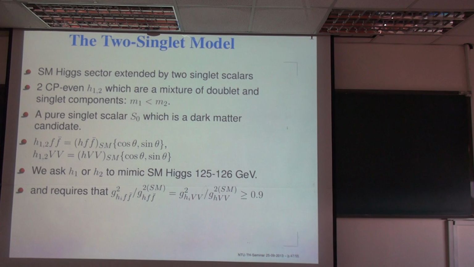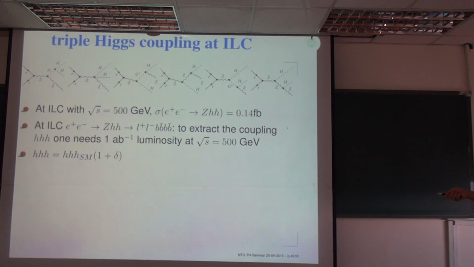Do you have a comment on WW fusion? No. Okay, I heard that to measure the cubic coupling, it is better to use WW fusion. At the LHC? At the ILC. At the ILC, yeah. At the LHC, I agree, but the cross section is quite small. Yeah, you can get WW and you get the Higgs, and the Higgs splits into two. I show only this process. I did not show the other one.